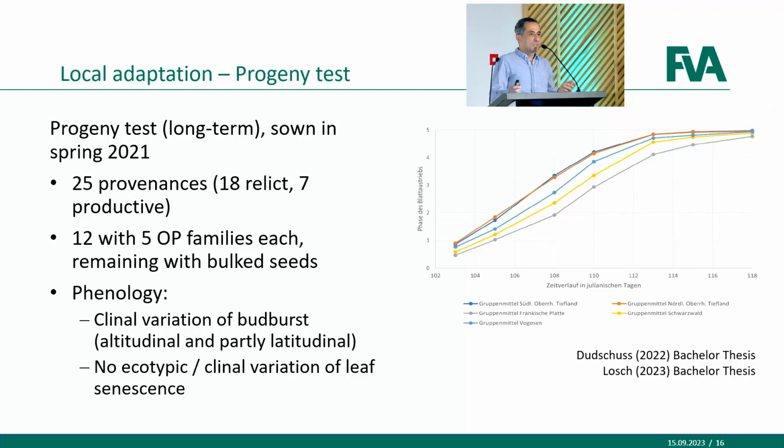And as I said, as a final result of the project, we collected acorns in autumn 2020, and we established a progeny test with open pollinated families from 12 stands, 5 from each stand, and from the remaining stands we had bulk seeds. First results show that there is some clinal variation and ecotypic variation, with progenies of mountainous populations, as expected, flushing later. And the same was the case for the northernmost populations we had.